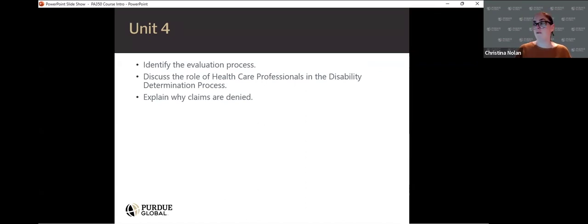Unit 4, we cover the evaluation process. This is what happens when the claim gets to the SSA. We'll look at the role of doctors, nurses, and healthcare professionals in this process. They obviously play a very big role. Their opinions are what the SSA looks at. And then we'll look at why claims are denied.